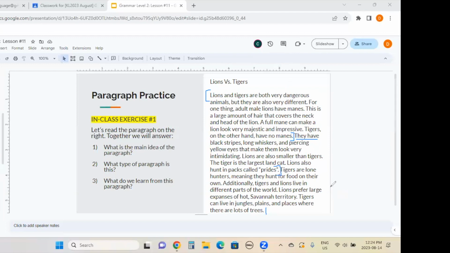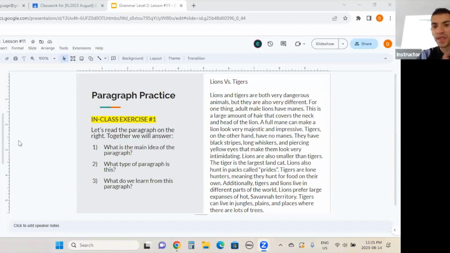Tigers are lone hunters, meaning they hunt for food on their own. Additionally, tigers and lions live in different parts of the world. Lions prefer large expanses of hot savanna territory. Tigers can live in jungles, plains, and places where there are lots of trees.